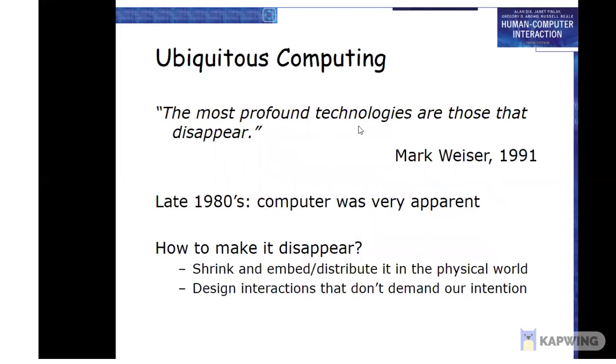Now, ubiquitous computing: the most powerful, profound technologies are those that disappear. In the late 1980s, computers were very apparent, so how to make them disappear, sink and embed, distributed in the physical world. Design interactions that don't demand our attention. So in this, multiple objects or atoms were connected with the help of the internet.